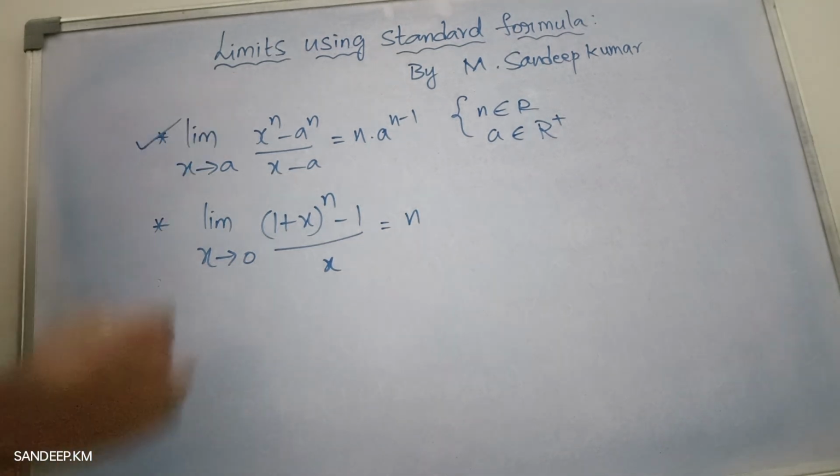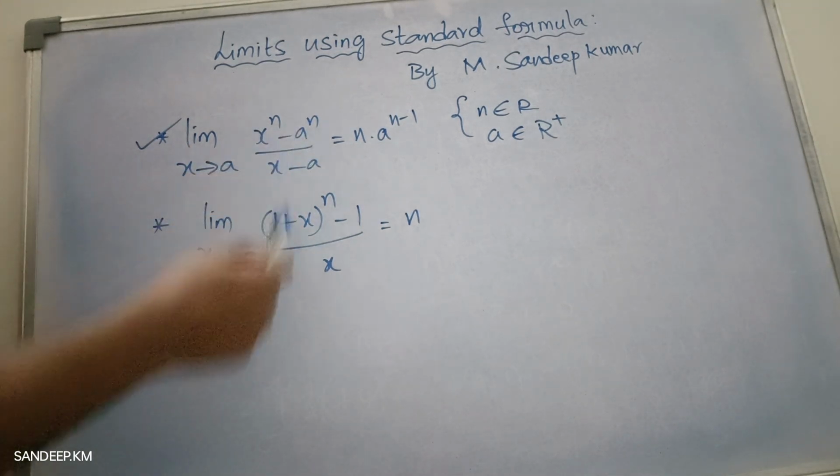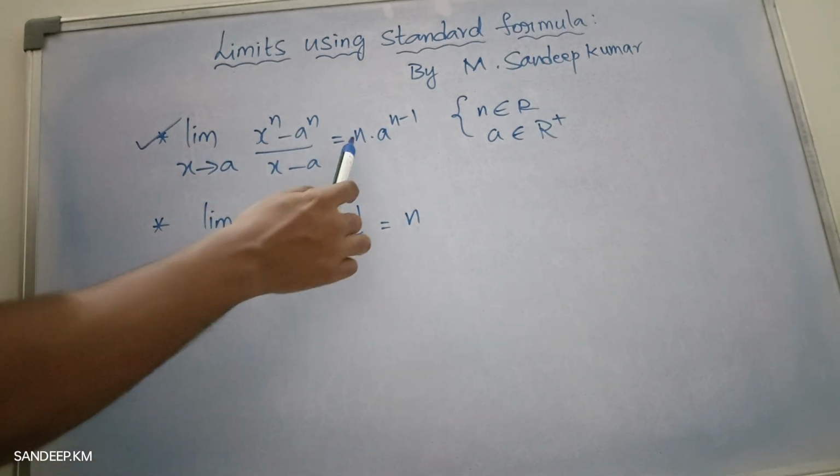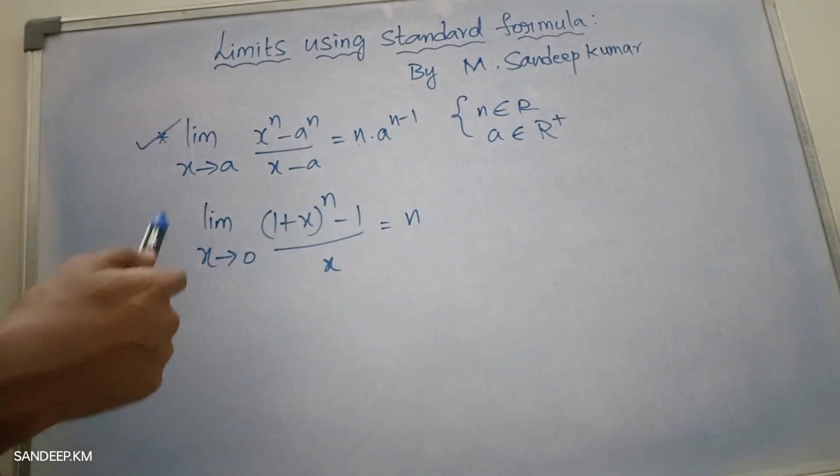Now, in this particular video, we'll be seeing how to find limits using standard formula. And this is our standard formula. Limit x approaches a, x power n minus a power n divided by x minus a is equal to n into a power n minus 1. So, using this particular formula, we'll see how to solve many questions.